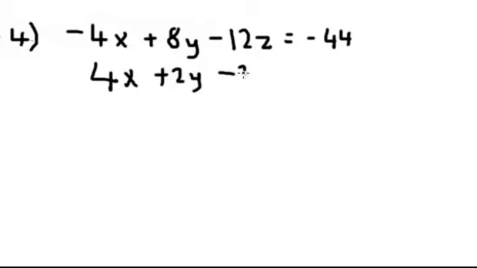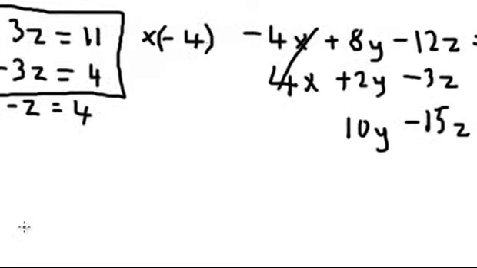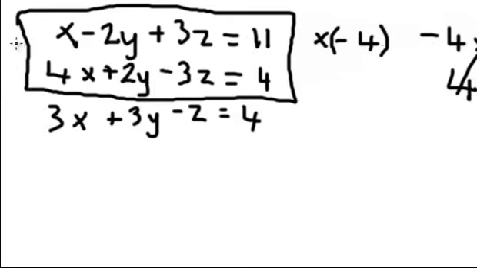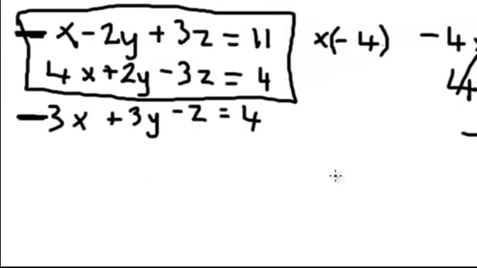2y, negative 3z, and that equals 4. If I add them together, the x's will go, so I'll have 10y minus 15z equals negative 40. There, that is now an equation in two variables. I've got rid of the x's. Now I'm going to look at equation 1 and equation 3. I used equation 1 and equation 2 to get this. I'm now going to use equation 1 and equation 3.